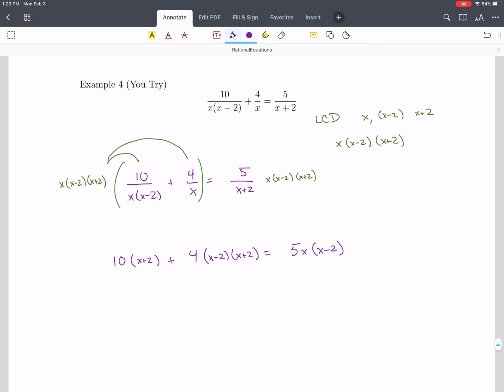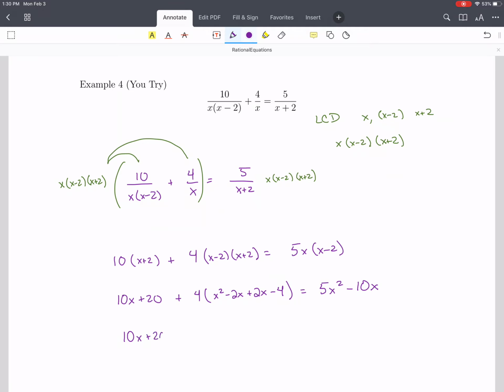And so this is a lot simpler than what I started with, but I've got a lot of FOILing to do. So I have 10x plus 20 plus, well, let's FOIL this out. First terms I get x squared, inner terms I get minus 2x, outer terms I get plus 2x, my last terms I get minus 4. Meanwhile, if I distribute the 5x and x minus 2, I get 5x squared minus 10x.